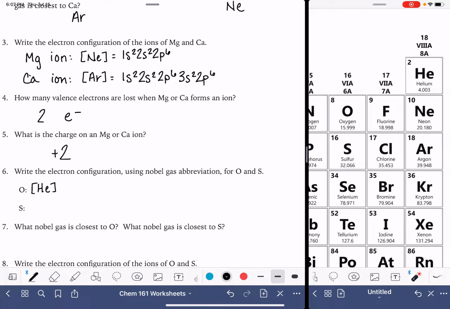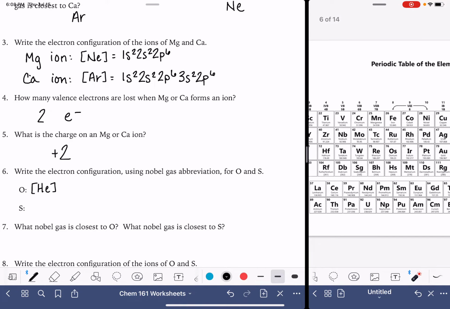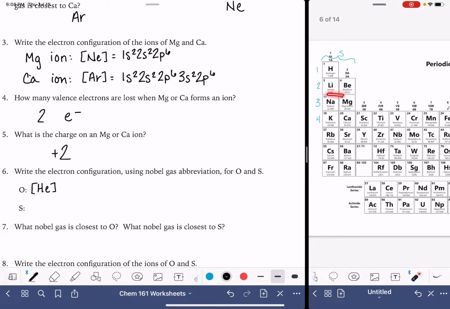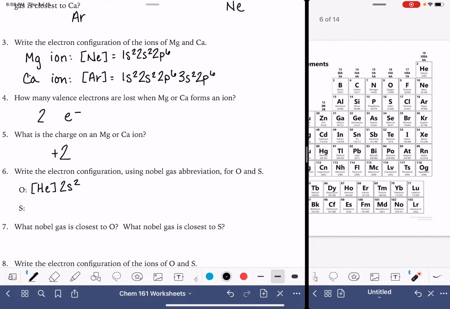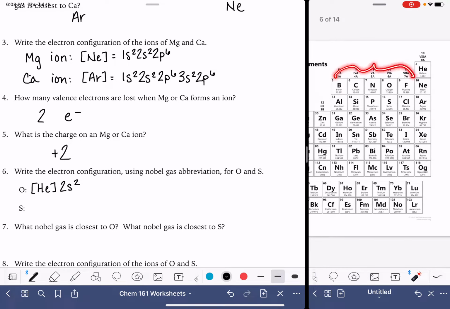And then we work our way forwards from there. After helium, we're in the 2s area, so we have 2s2. And then over here, these are the p electrons still in the 2. So these are 2p: 1, 2, 3, 4, 2p4.